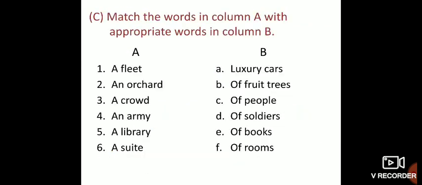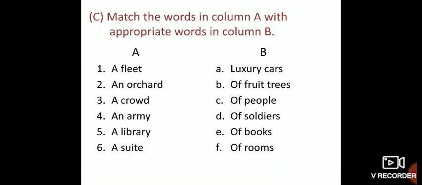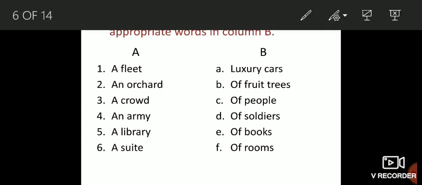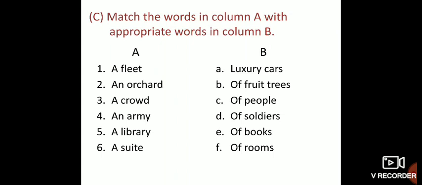So let's see, these are the answers. Just mark it in your book. It's a fleet of luxury cars, an orchard of fruit trees, a crowd of people, an army of soldiers, a library of books, a suite of rooms. Clear?